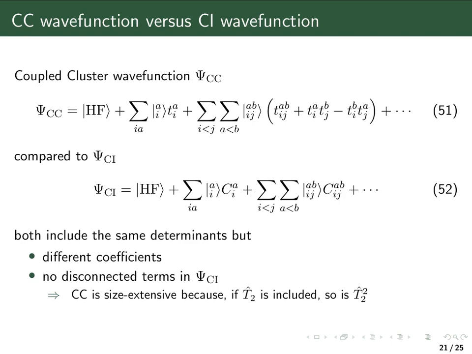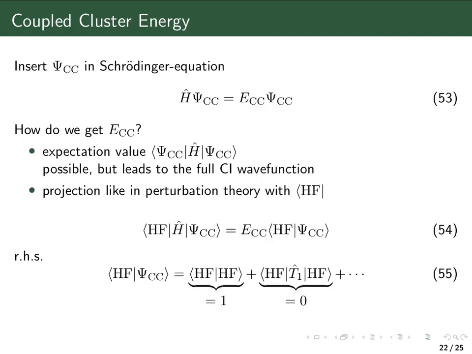But it is really necessary to include excitation operators up to Tn in order to get all excited determinants. It has the possibility to include all excited determinants, so it has the possibility to be equal to the full CI wave function, to the exact solution. So I can easily insert it in the Schrödinger equation, which I've done here, and some people call this now the coupled cluster Schrödinger equation.